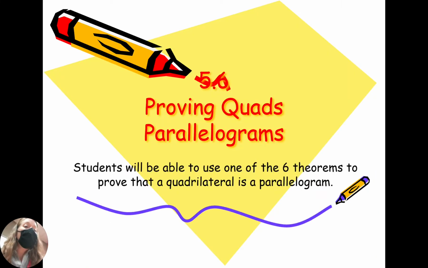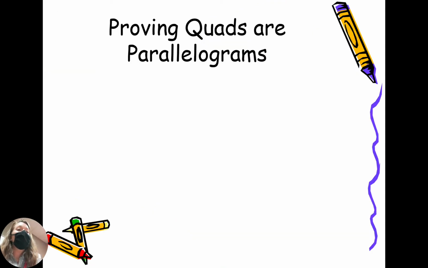So we're doing 5.6 today, which is proving quads are parallelograms. Students will be able to use one of the 6 theorems to prove that a quadrilateral is a parallelogram. So we're going to be proving some parallelograms. We have a bunch of different ways to do this. One is if both sets of sides are opposite.